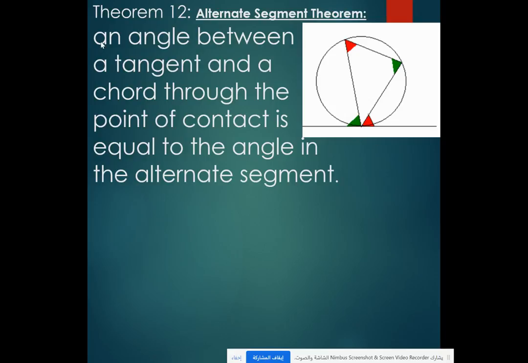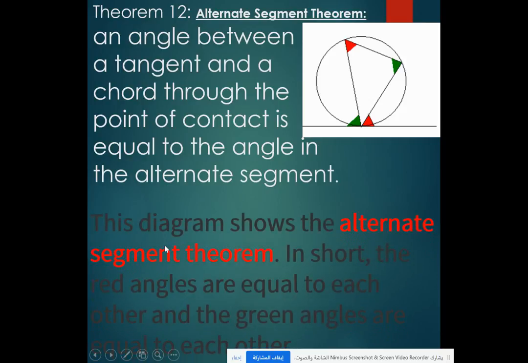So the theorem is saying an angle between a tangent and a chord through the point of contact is equal to the angle in the alternate segment, or we can call it the tangent chord theorem, which can be stated as: the angle between the tangent and the chord is equal to the inscribed angle subtended to that chord from the opposite side. And this is theorem number 12, and we can have some ideas about it.